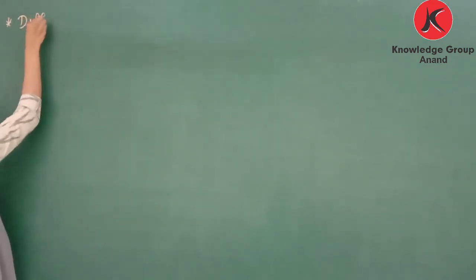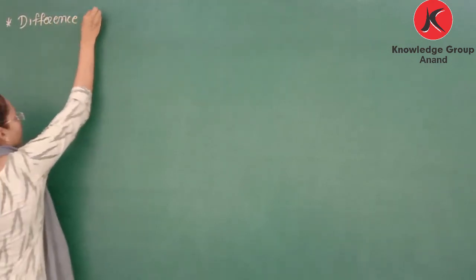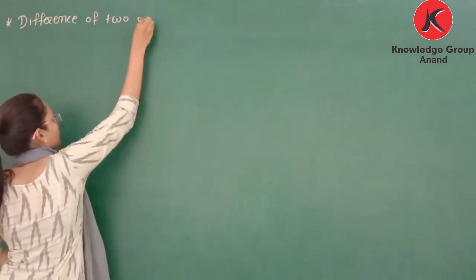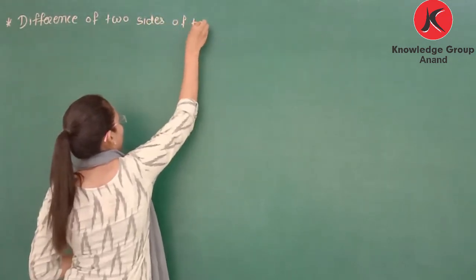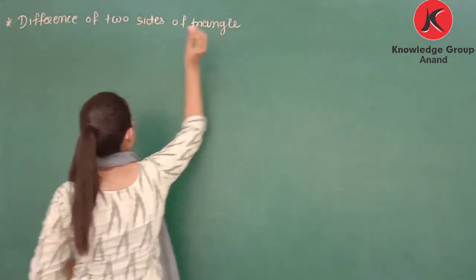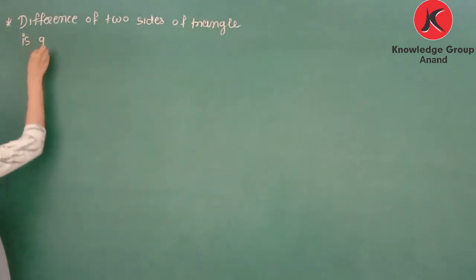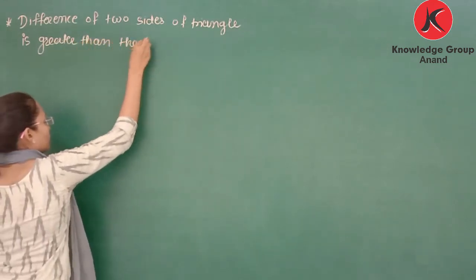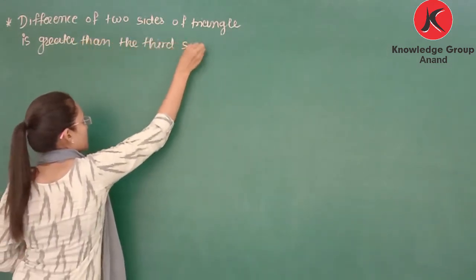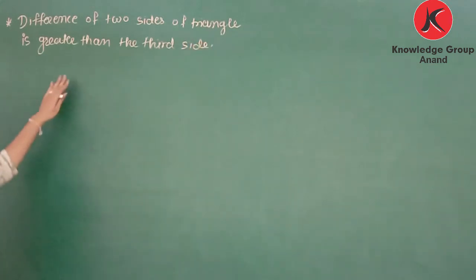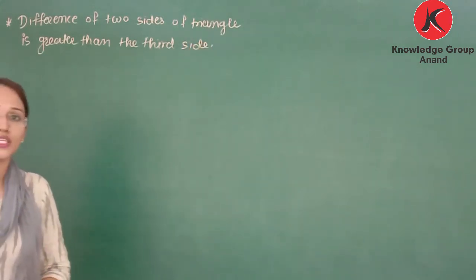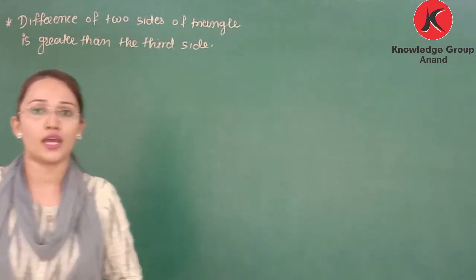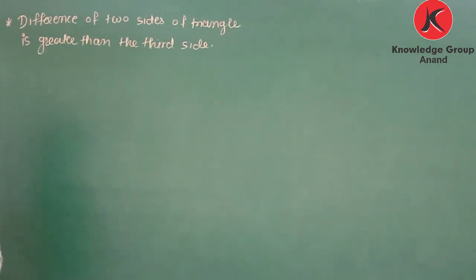After that we learn the property that the difference of two sides of a triangle is less than the third side. Now we use this concept if two sides of a triangle are given and you need to find between which two numbers the third side lies.